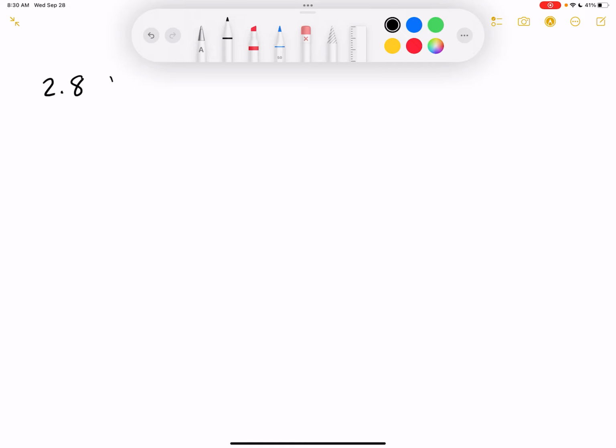All right, 2.8, graph linear inequalities in two variables.